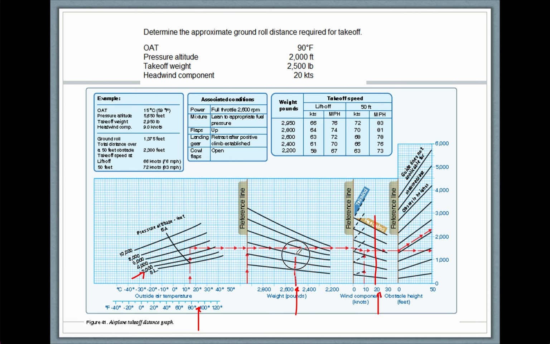Once we get there, we need to intersect that line. Let's start from the very beginning when we put in our given information. There's our 90 degrees Fahrenheit, and that intersects our 2,000 foot line right here. So again, we're ignoring all the other arrows. That's for their example, and that's not what we're using. We're using this information now, right? So those two lines intersect right here.